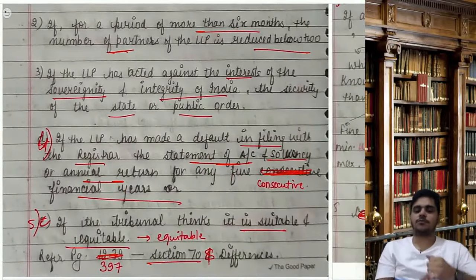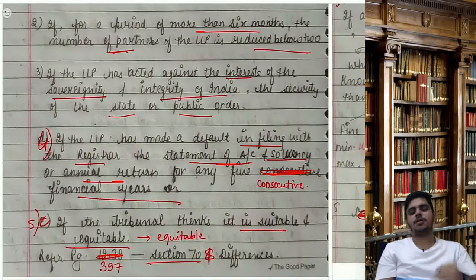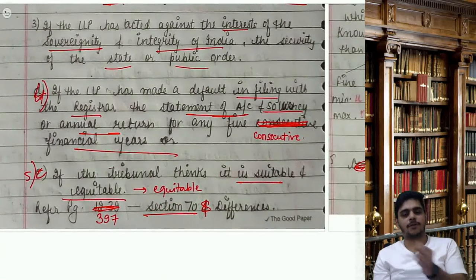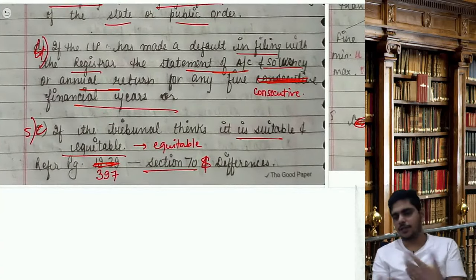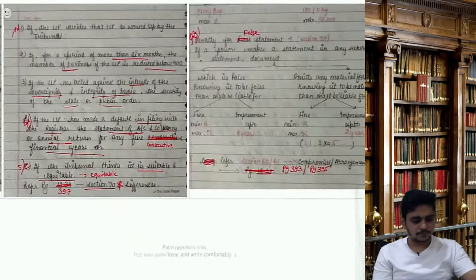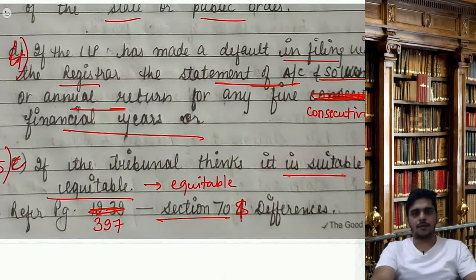These are the grounds. First, membership, that is partners below 2 for more than 6 months. Number 2, against the sovereignty and integrity of the country. Number 3, financial statements, the statement of account, not filed for 5 years. Then 4th, if it is just and equitable, then the LLP is wound up. Read the differences on page number 397 in the book and the model paper.